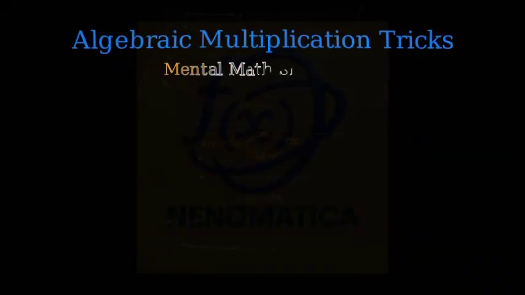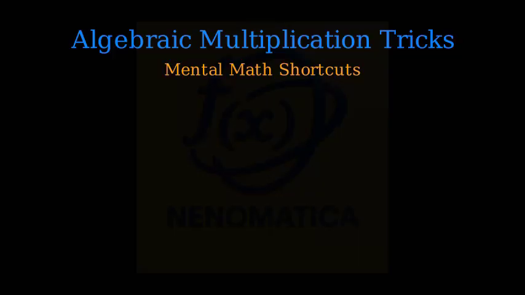Welcome to this math tutorial. Today, we're going to learn about some powerful algebraic multiplication tricks that will help you solve complex-looking multiplication problems in your head. Let's start with our first example. We want to multiply 998 times 1002. For problems like this, we can use a special pattern to make the calculation much easier.